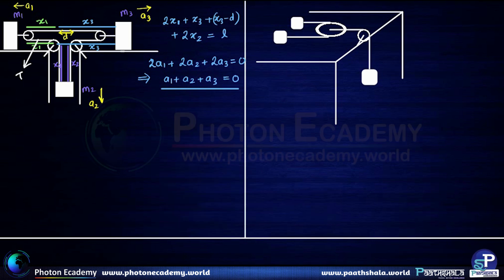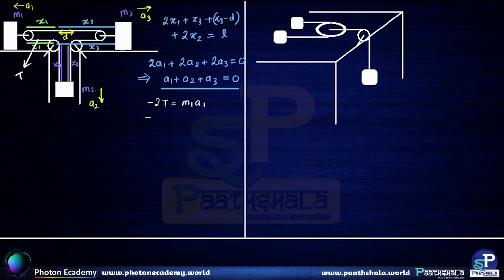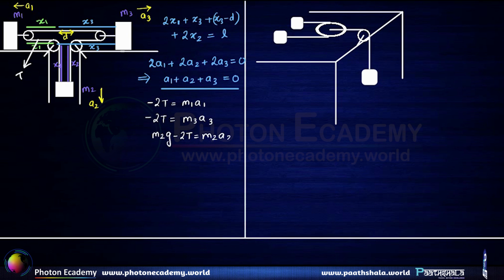So for the mass m1 I can write down minus 2T is equal to m1 a1. For the mass m3 I can similarly write down minus 2T is equal to m3 a3. For the mass m2 I can write down m2g minus 2T is equal to m2 a2. So these are the four equations that can be used to solve for a1, a2, a3 and T.